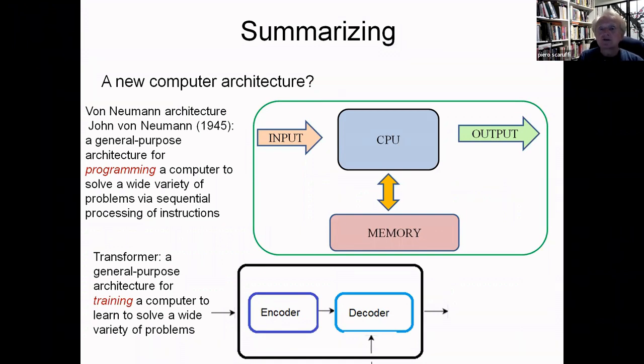I view the transformer as a new computer architecture that changes the way we use the computer to solve problems. The von Neumann architecture was about programming the computer. The transformer is about training a computer.